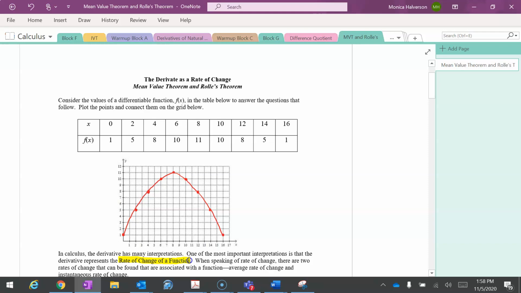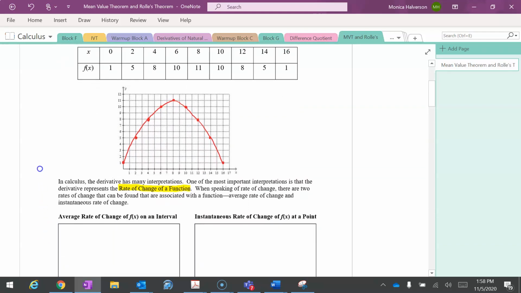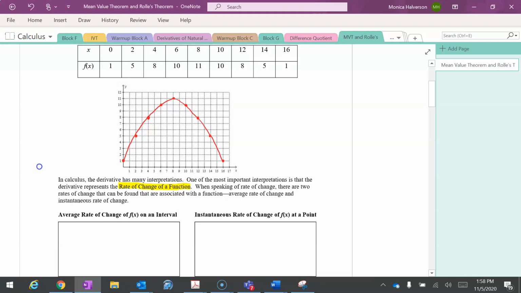And in calculus, we can actually talk about two different rates of change. The two different rates of change are the average rate of change and the instantaneous rate of change. So let's talk about what the difference is. The first thing is that the average rate of change will always be along an interval, whereas the instantaneous rate of change will always be at a point. Okay, so let's think about that with respect to the graph that we see above. This is the graph that's generated from the data table listed.